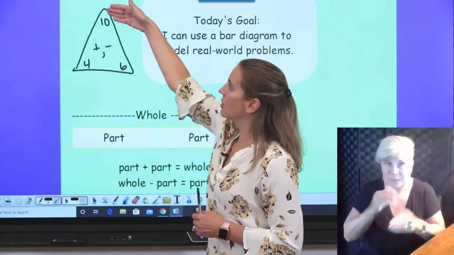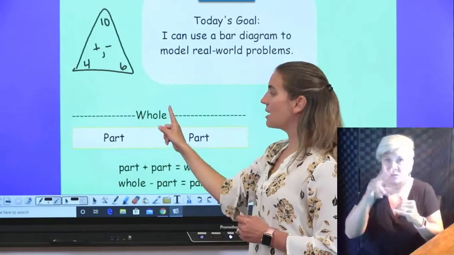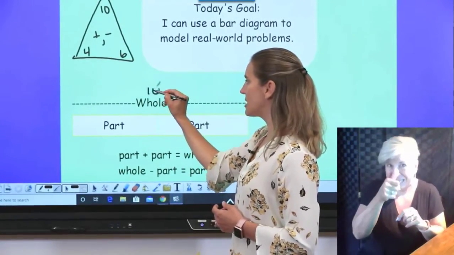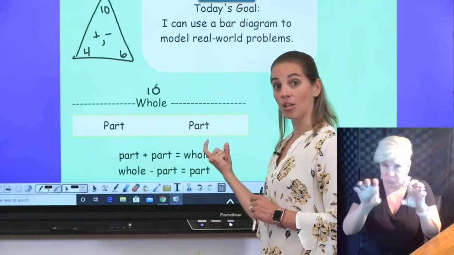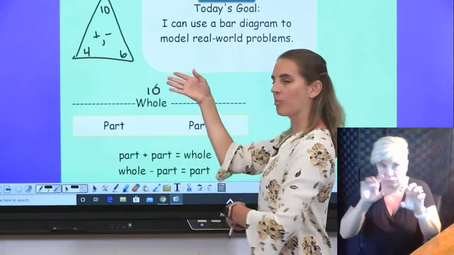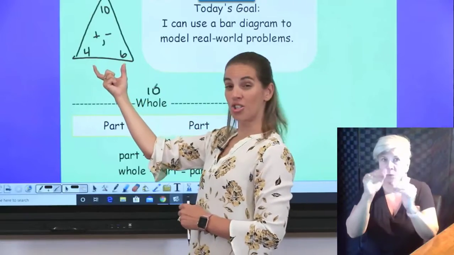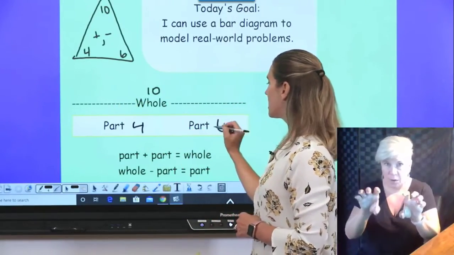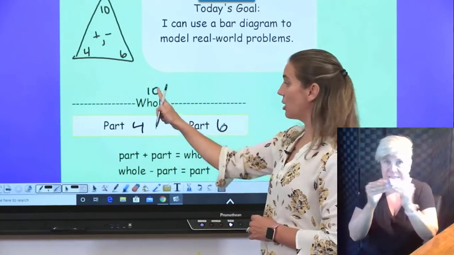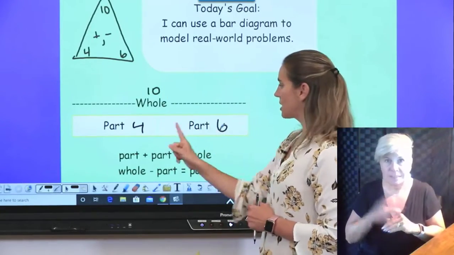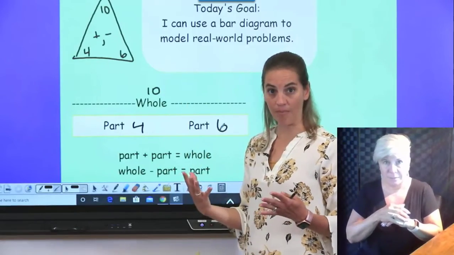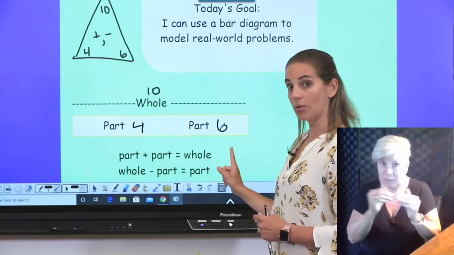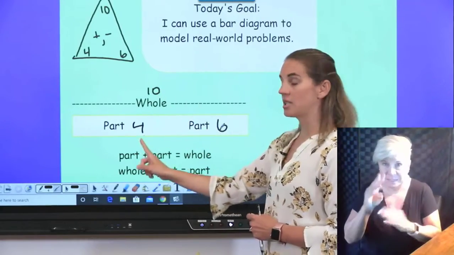This top part here, this 10, is going to be the same as the whole in your bar diagram. So we could replace this with the number 10. The 2 parts here, when you put them together, that represents the whole. So in this case, our 2 parts, our 4 and our 6, could go right here. So we could say 4 plus 6 equals 10. Or 6 plus 4 equals 10, just like last time. Or we can make these subtraction problems. We could say 10 minus 4 equals 6, or 10 minus 6 equals 4.